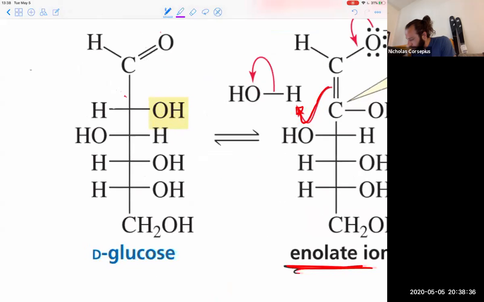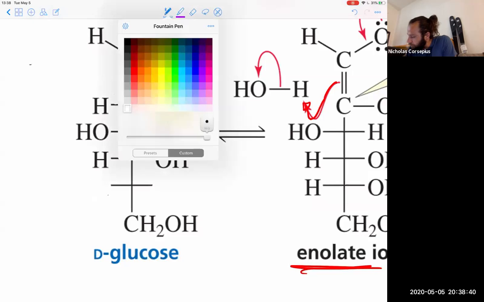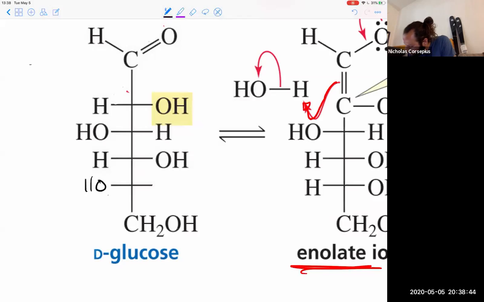So if this is D-glucose, what happens if I take this and flip the bottom? That becomes what? L-glucose. Boom, nice, awesome. L-glucose, right? So now we know the top carbon, if those are flipped, that's called an epimer, those are epimerizations. If it's the bottom carbon, that changes it from D to L, okay?